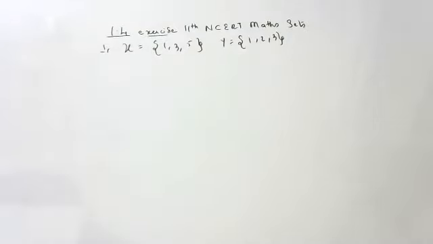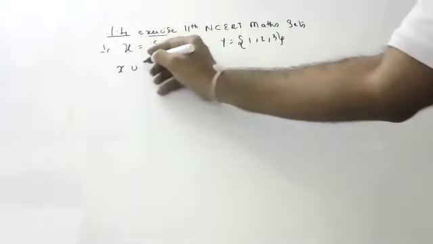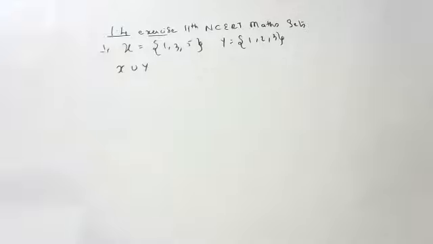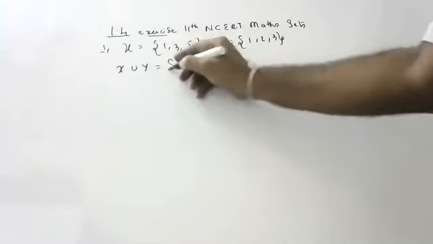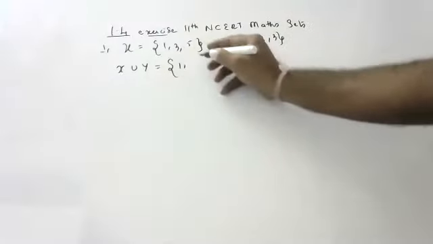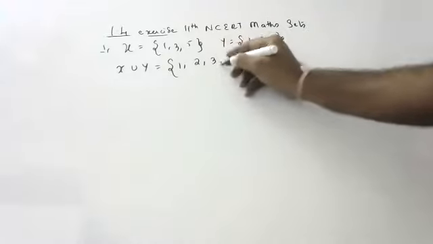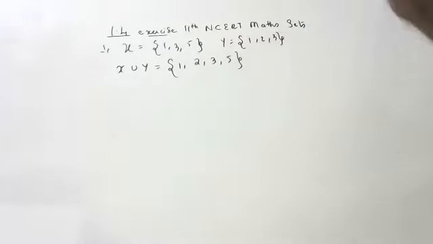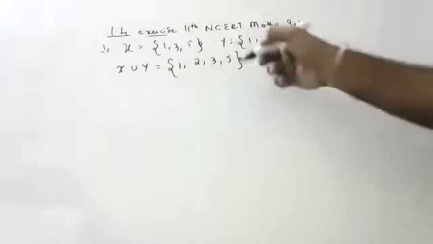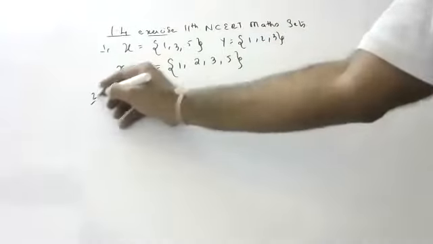The question is, what is the union of X and Y? X union Y. The union is {1, 2, 3, 5}. Children, 1 and 3 are repeating in both, but you take them only one time. If they are repeating in both sets, you take only one time, children. Don't write two times. This is called union. This is the first question.